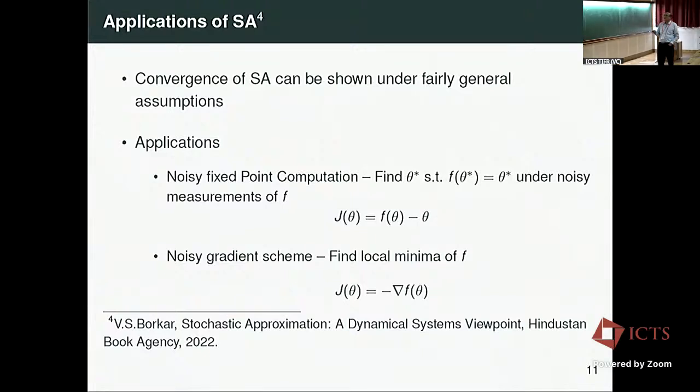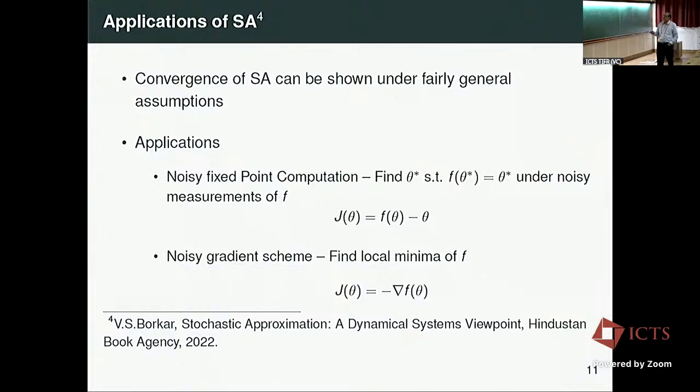And what is mentioned here is that, if you look at typical applications of stochastic approximation, this could be in finding noisy fixed point computations. Let's say you wish to find a theta star for which f of theta star is theta star, but it's just that you don't know what f is. But you have access to noisy samples of this function f.